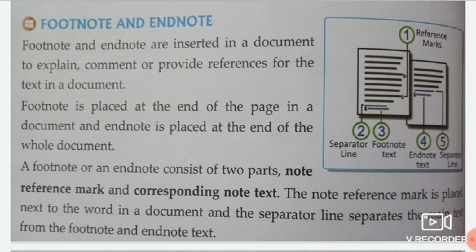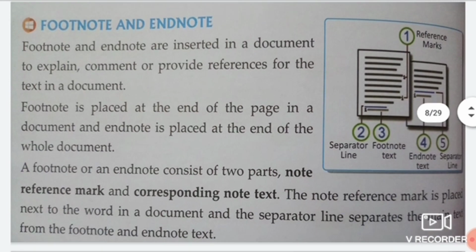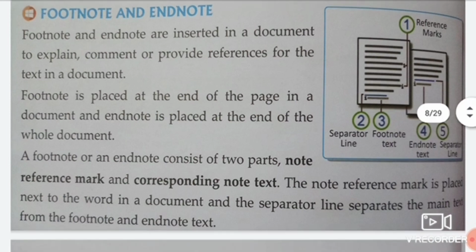A footnote or an endnote consists of two parts: the note reference mark and the corresponding note text. It has two parts: the note reference, as you want to give the reference to it, and you want to write some text regarding it. These two parts make the footnote or the endnote. The note reference mark is placed next to the word in a document, and the separator line separates the main text from the footnote and endnote text. We can explain it by the picture also.